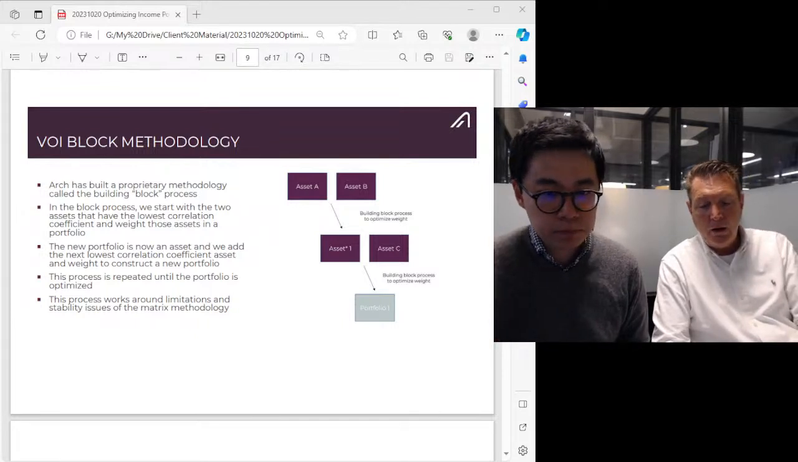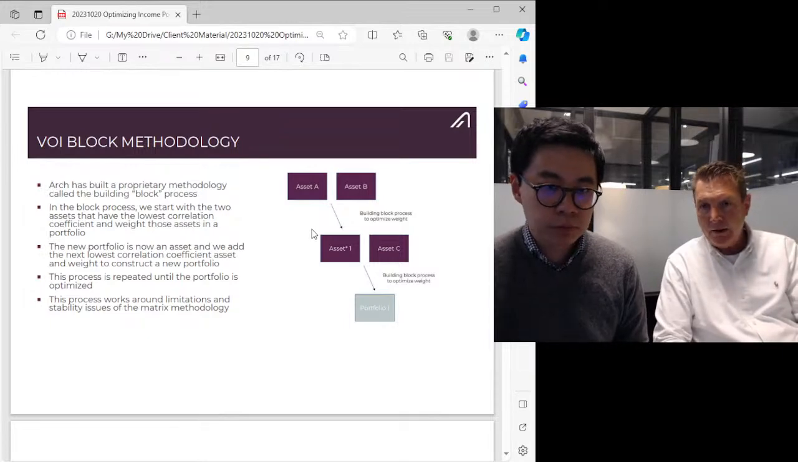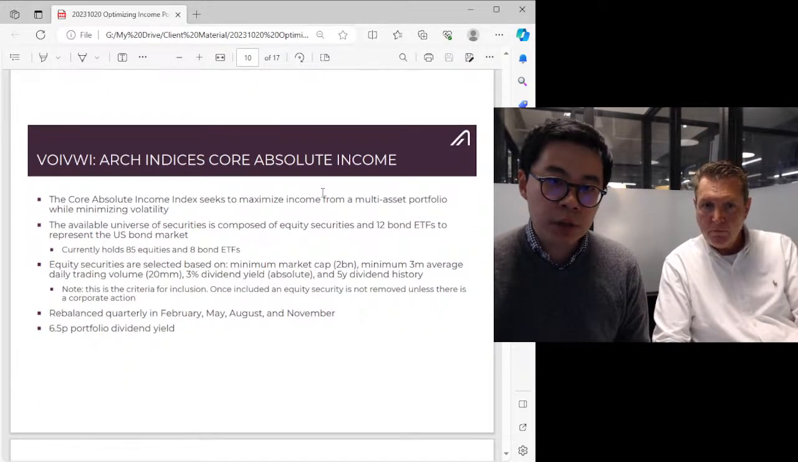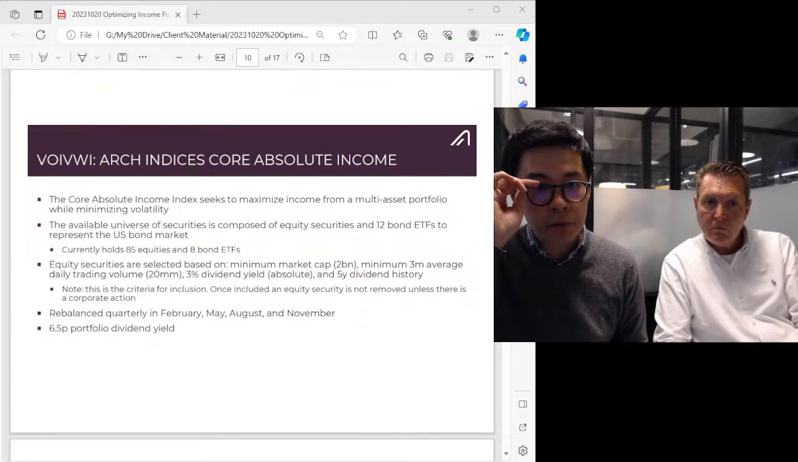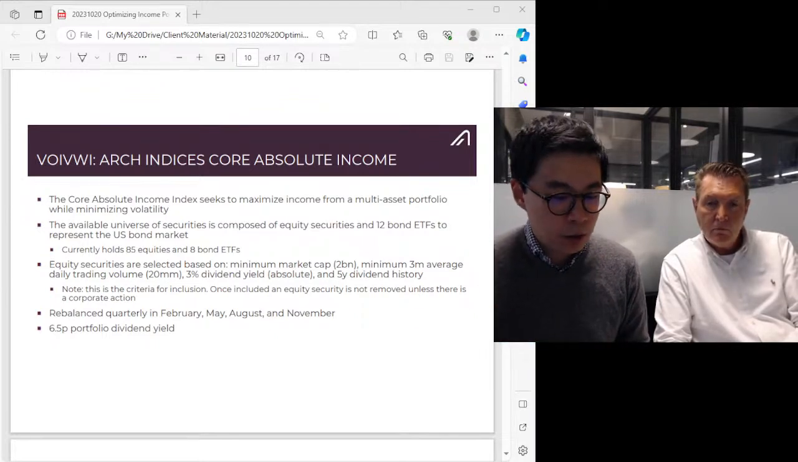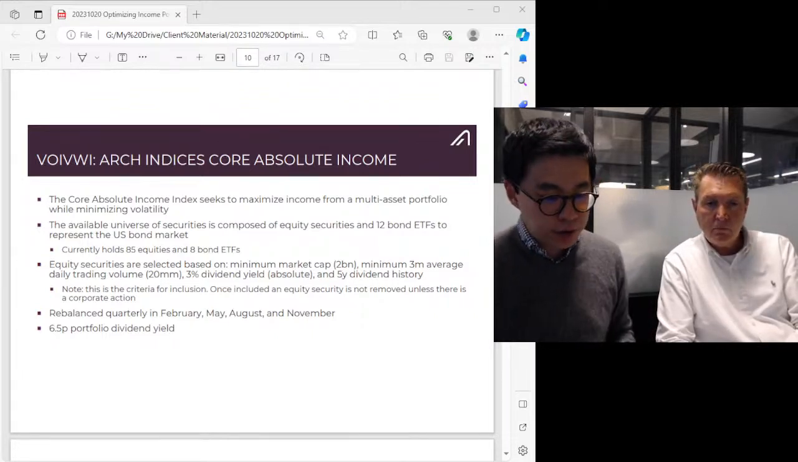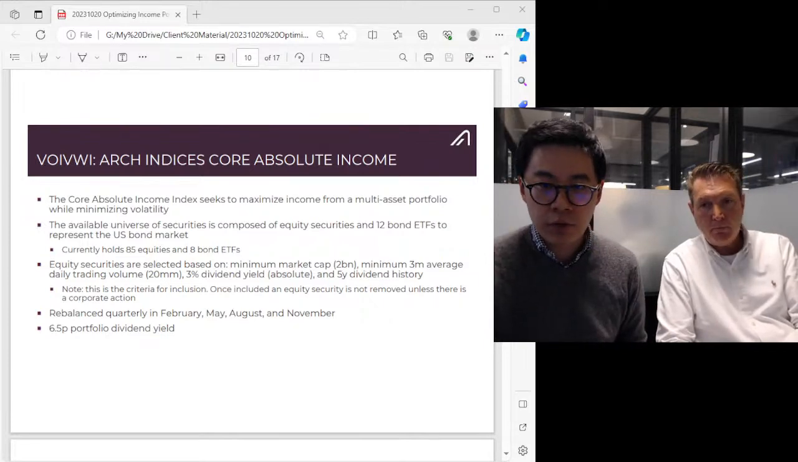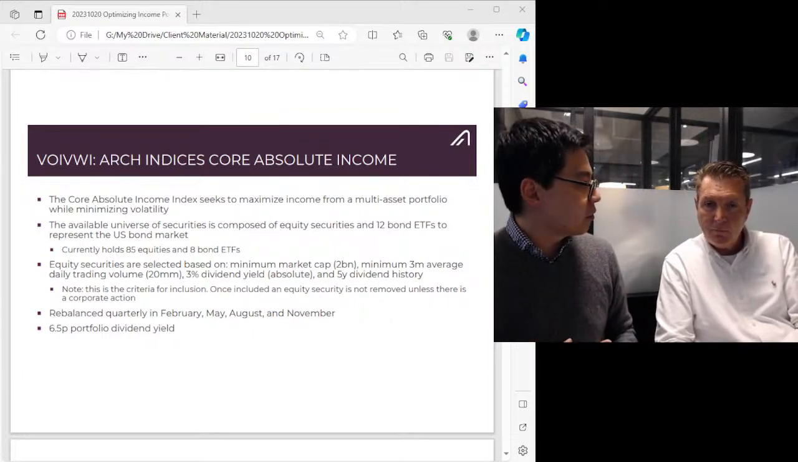And so, how should investors think about a goal of income and multi-asset portfolios? Sure. So why don't we use a case study here, our Arch Indices Core Absolute Income Index, VOIWWI. In this context, this is a multi-asset index. So investors should be indifferent between a stock and a bond in terms of generating $1 of income. Of course, there's a tax difference between dividends and bond coupons. So maybe we'll keep this more to a portfolio construction perspective because, at the end of the day, everyone's taxes are different anyways.